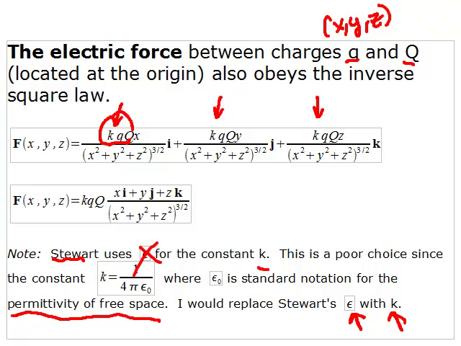Okay, so here we have just the same as before. We'll put those constants out in front. We have xi plus yj plus zk, over x squared, y squared, z squared to the 3/2 power. Obviously, this is the same equation that we had before.